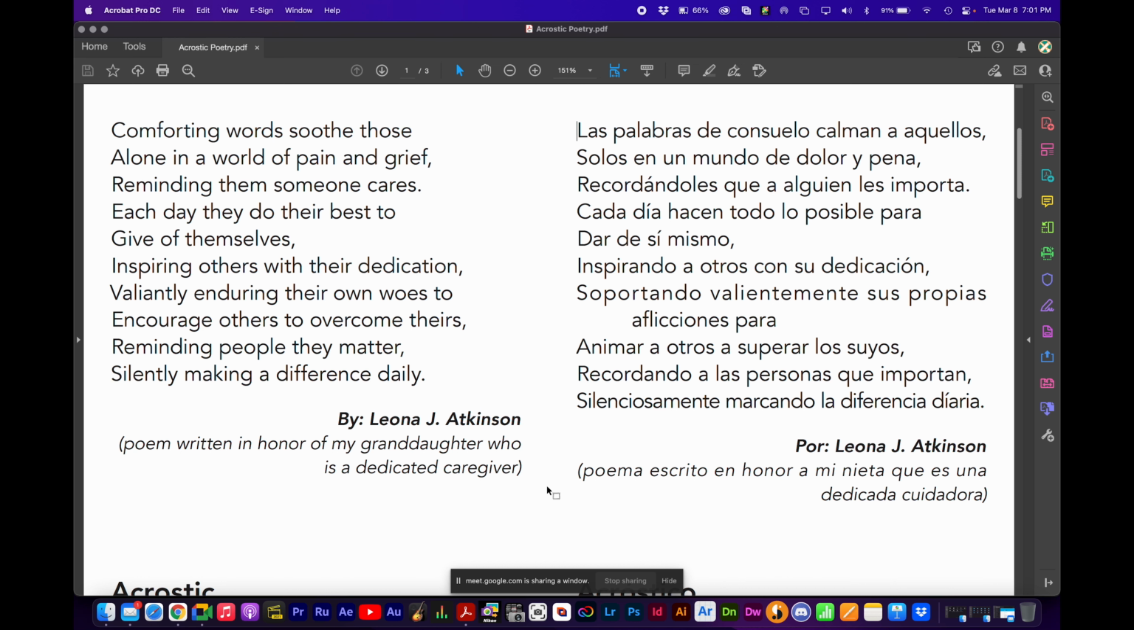Thank you very much. Let's discuss the poem. What do you guys think about these two poems? ¿Qué piensan ustedes de este poema? We have Janie.